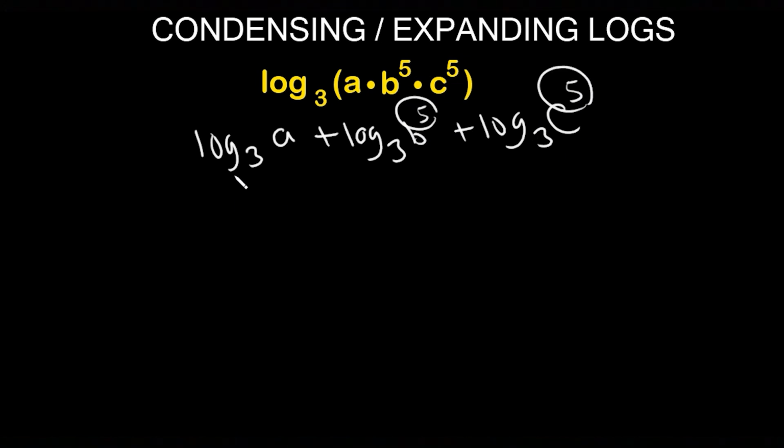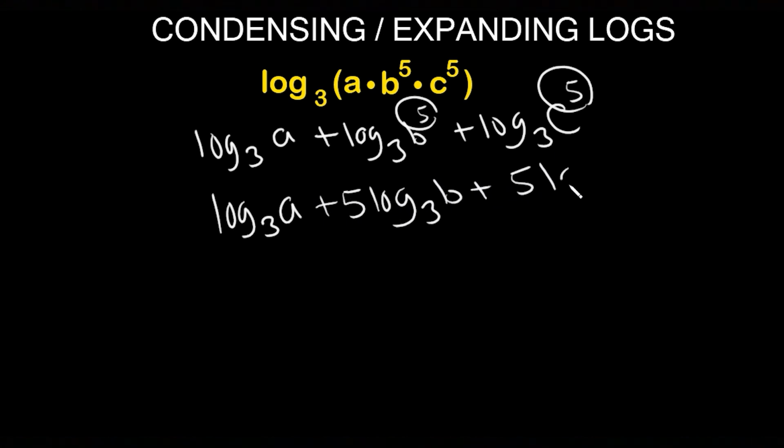So rewriting it one more time, I get log base 3 of a, and then bringing down this 5 using the power property, I get plus 5 log base 3 of b, and then plus 5 log base 3 of c. There it is, completely expanded out.